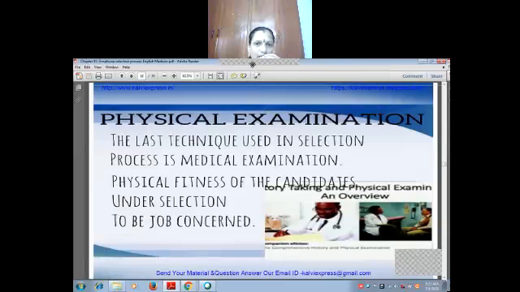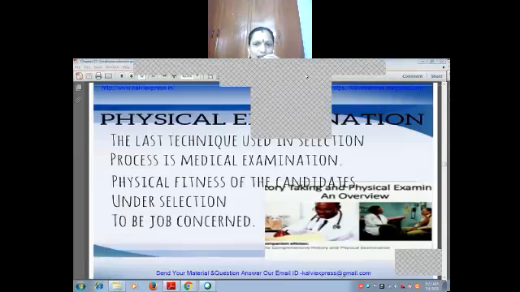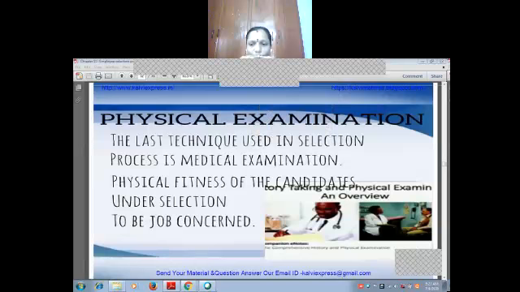Physical examination. This is very important for all organizations. Why in this sense? If you are physically fit only, they will take you into an organization. The last technique used in the selection process is medical examination. If you are sick and you join an organization, and immediately you get any stress or anything happens, the organization alone is responsible. So they should avoid that, no? That's why they keep a physical examination.